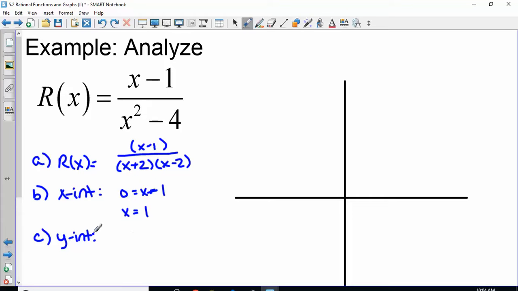Y-intercept. We plug in 0 for the x's. It doesn't matter if you use the original or the factored. I'll just go with the original. So that would give me -1 over -4.